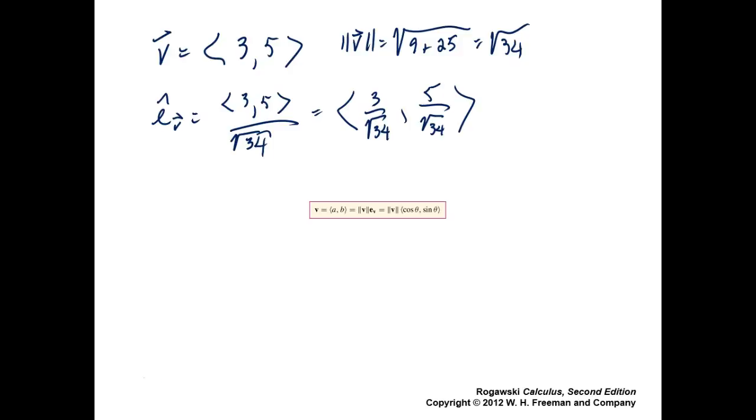Now, I like to just check those, and it's pretty easy to do, and make sure the magnitude is 1. That's how we check to make sure it's a unit vector, that its magnitude is 1. Well, square this. 9 over 34. Add those together. Yeah, got it. Done. Success. Okay. And that's typically how you write those two as a vector.